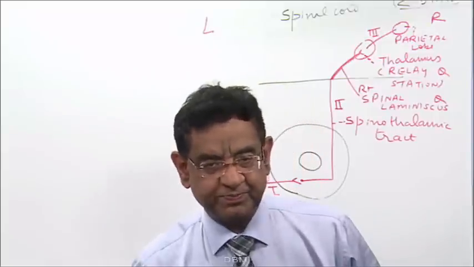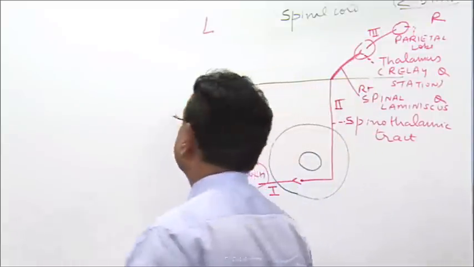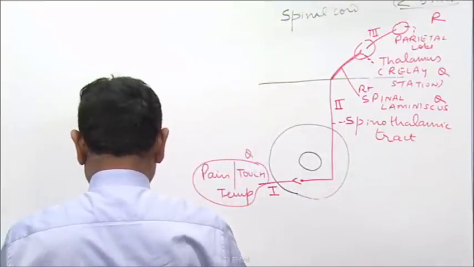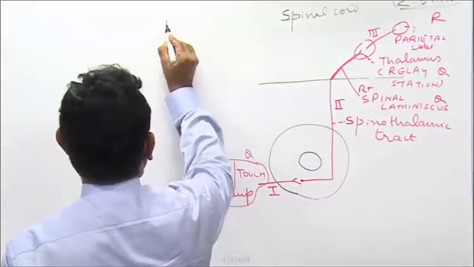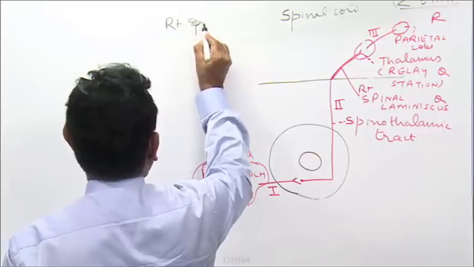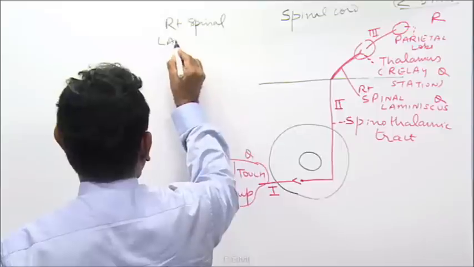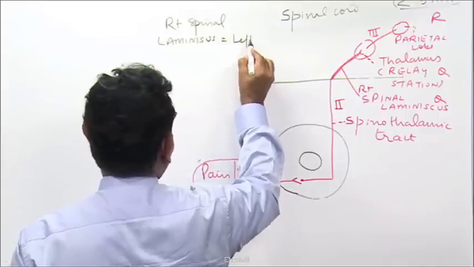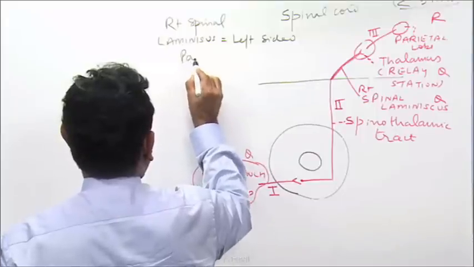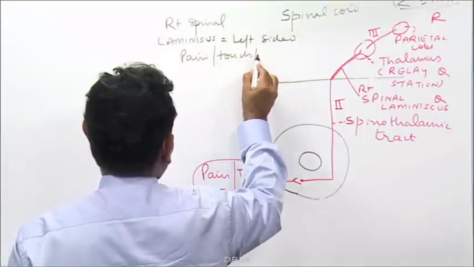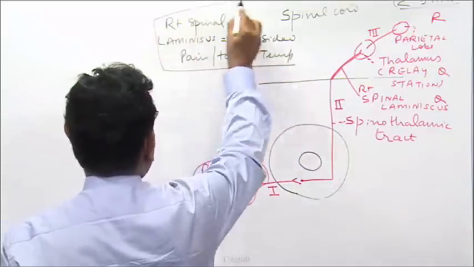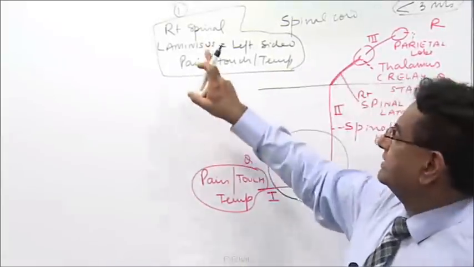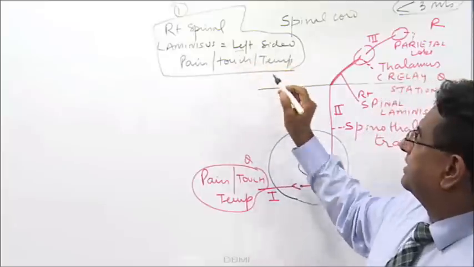Okay, these three things have to be remembered. Right, so now make a box number one. Today's box number one we will make. Box number one: right spinal lemniscus has left-sided pain, touch, temperature. This is box number one. Okay. So, right-sided spinal lemniscus contains left-sided pain, touch and temperature.